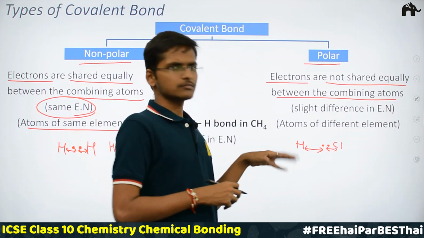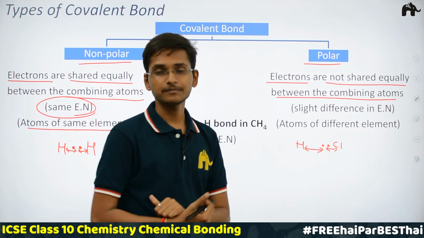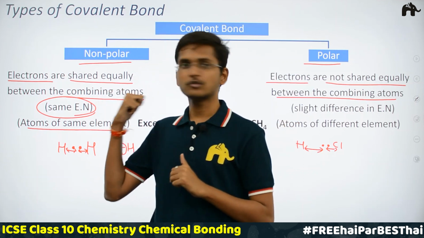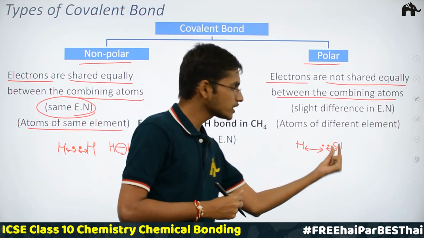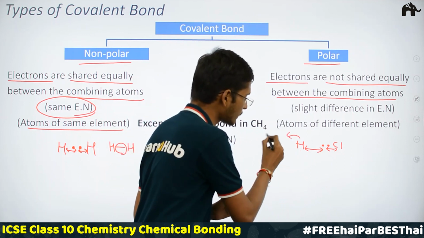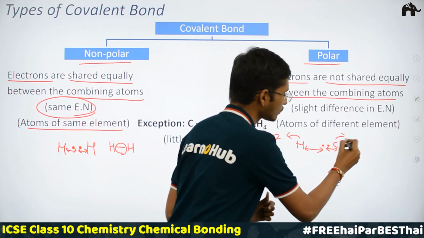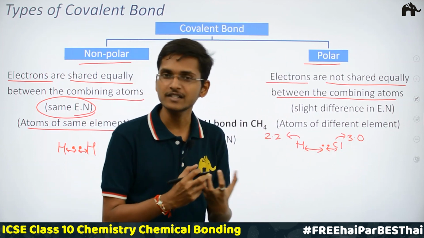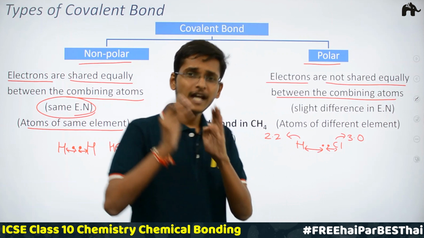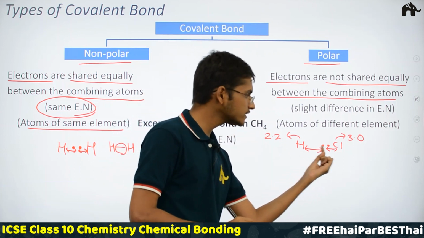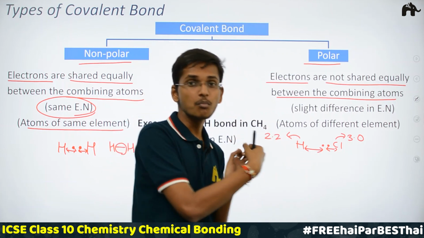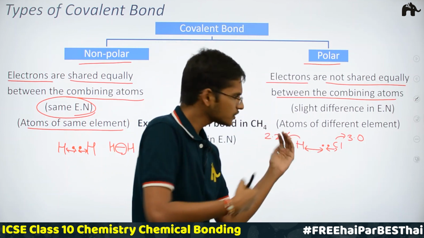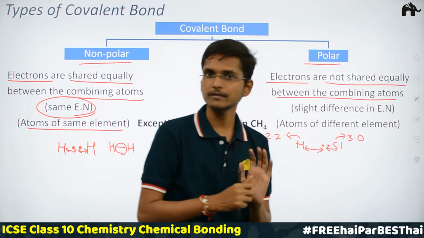Now, why is this happening? The exactly opposite reason of the case of non-polar covalent bond. See here, hydrogen and chlorine. Hydrogen has electronegativity 2.2, chlorine has electronegativity 3.0. So this means that chlorine has a higher tendency to attract the shared pair of electrons, and that's the reason chlorine is attracting the shared pair of electrons more towards itself. Since it is attracting the shared pair of electrons more towards itself, the shared pair of electrons has been shifted towards the chlorine. Very simple.